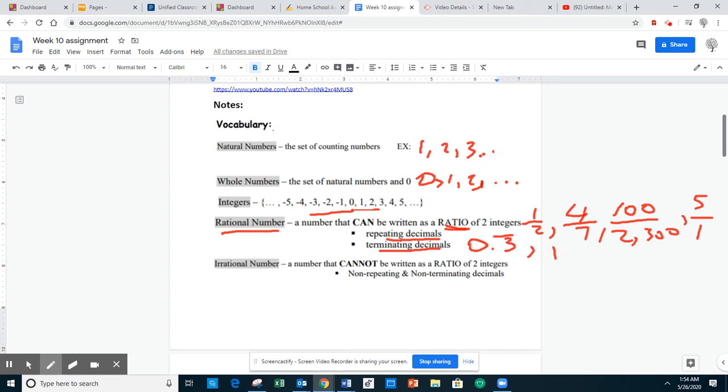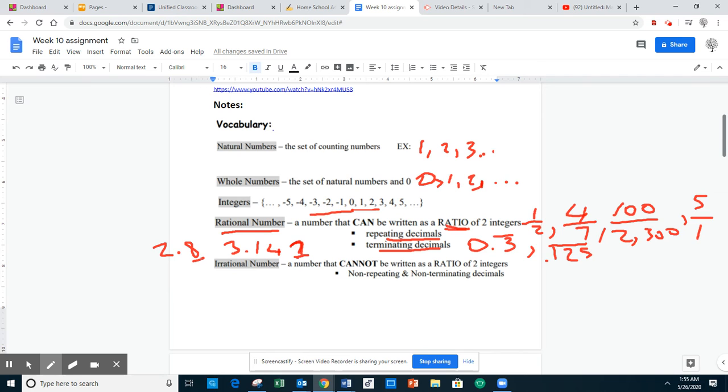Or even an example such as 0.125 with a bar at the top, which tells me that it repeats 0.125, 125, 125. And as a terminating decimal, it just means it stops. So if I have something like 3.147, well, it stops here at 7. If I have something like 2.8, it stops at 8. So that is a rational number.